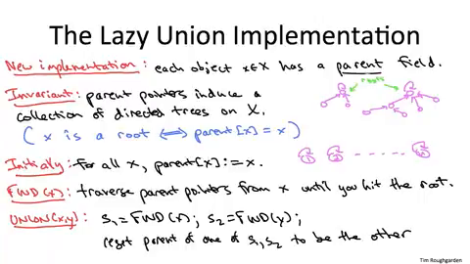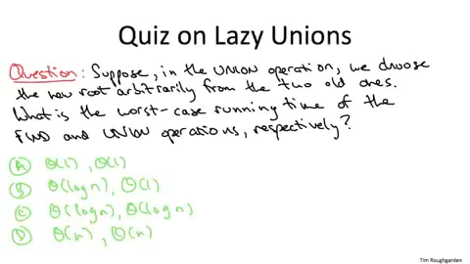For now, I'm going to leave union underdetermined. I'm not going to give you a rule to decide which of S1 and S2 becomes the child of the other. And in the next quiz, I want you to think through what would be the worst case running time of these operations if we make that choice arbitrarily, if we just pick S1 or S2 arbitrarily to become the child of the other.